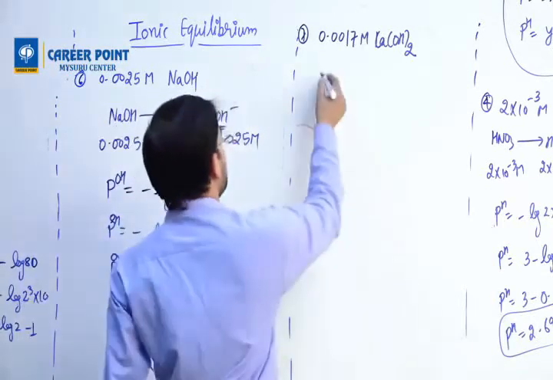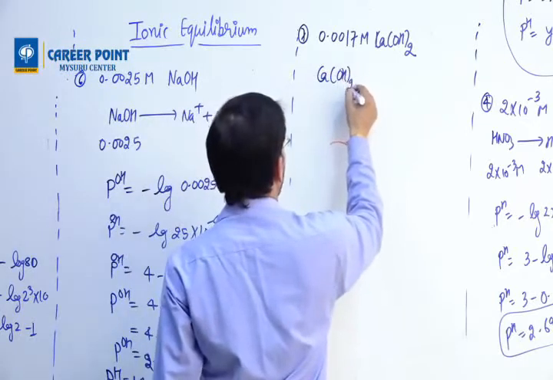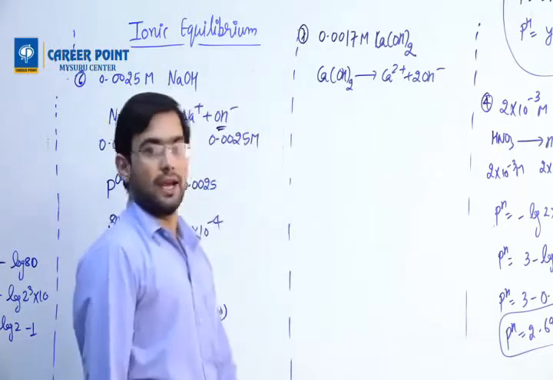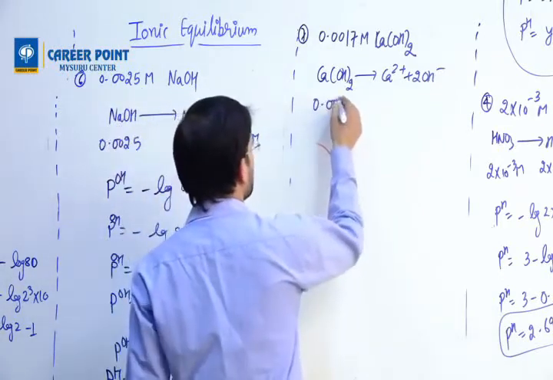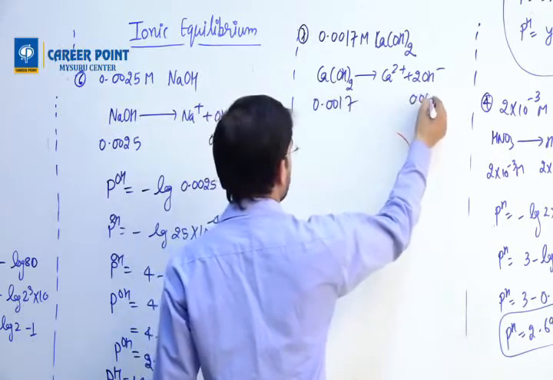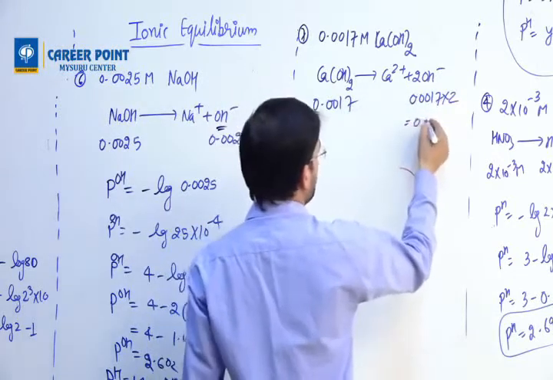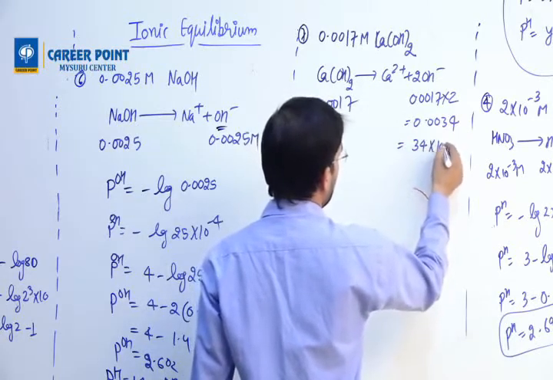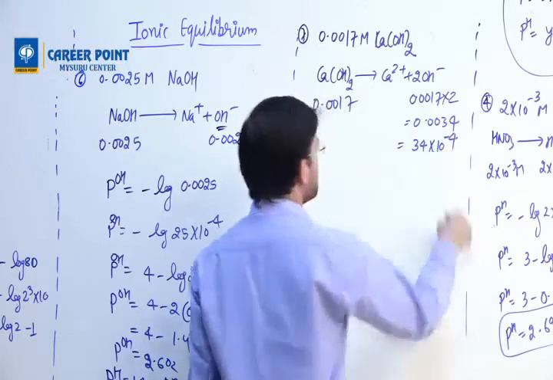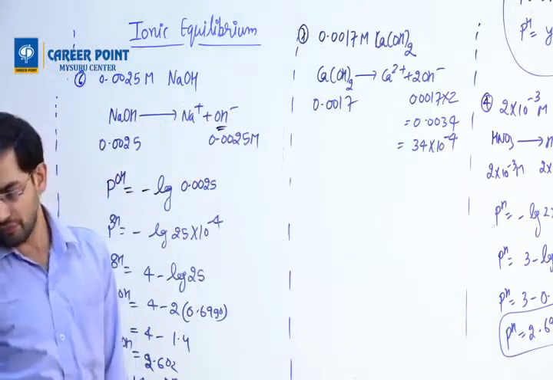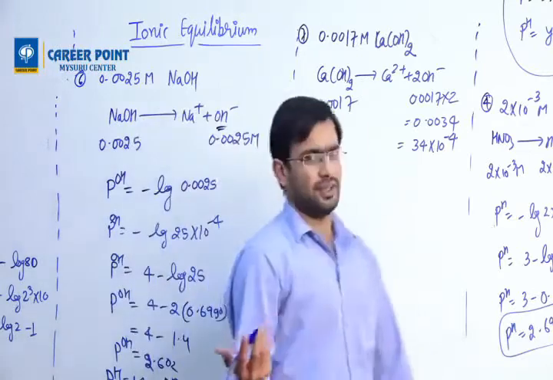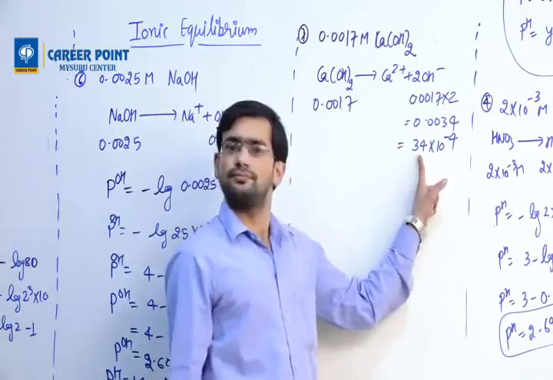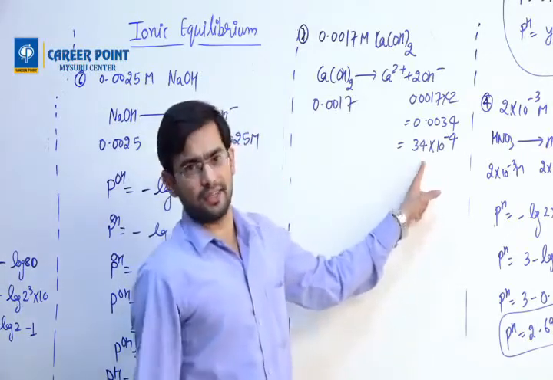So what we'll write? We'll write Ca(OH)2 gives rise to Ca2+ plus 2OH-. 0.0017 could be written as 0.0017 into 2, which could be written as 0.34, which could be written as 34 into 10 power minus 4. Right? Now there are many things you can convert it to. You can make it 35. Then log 5 into log 7 will do the job.